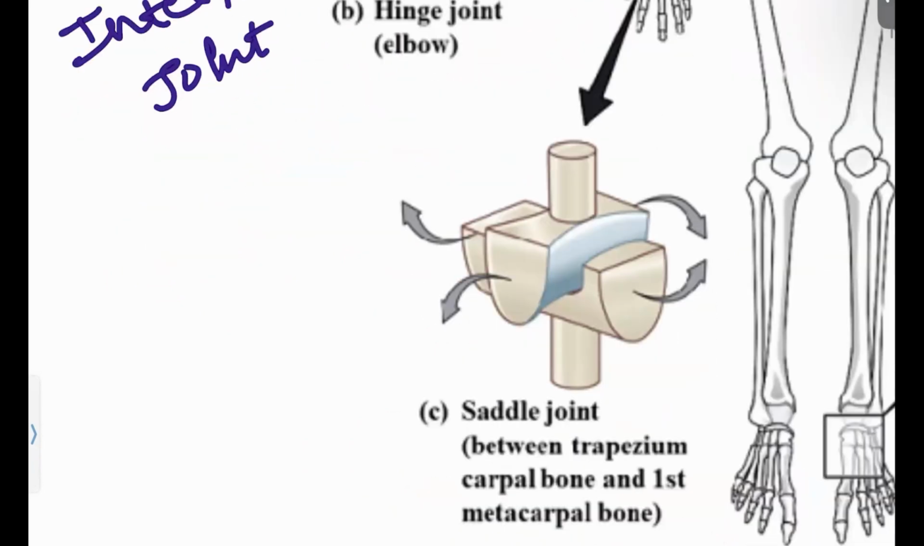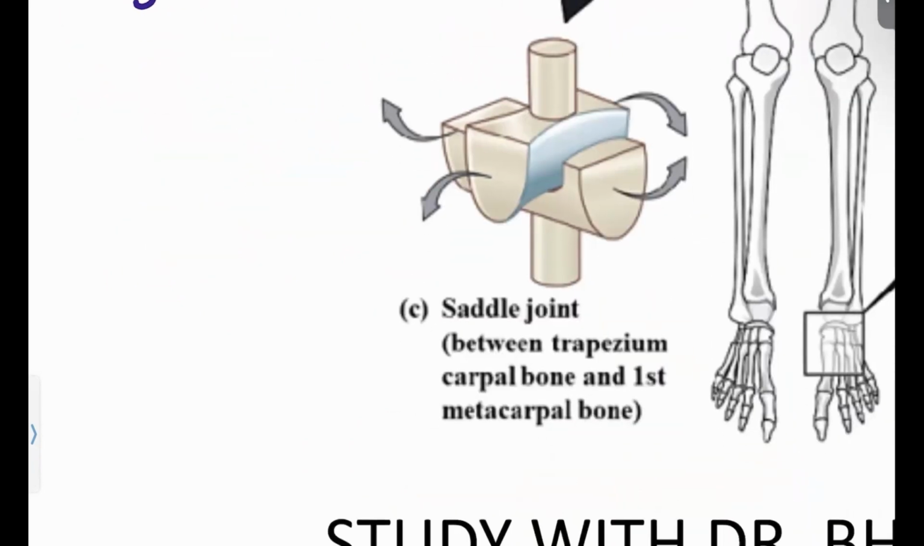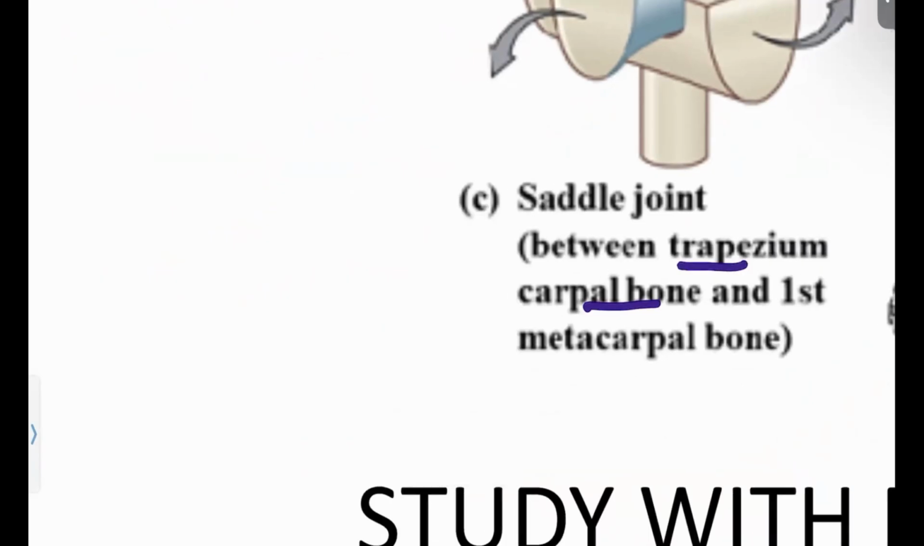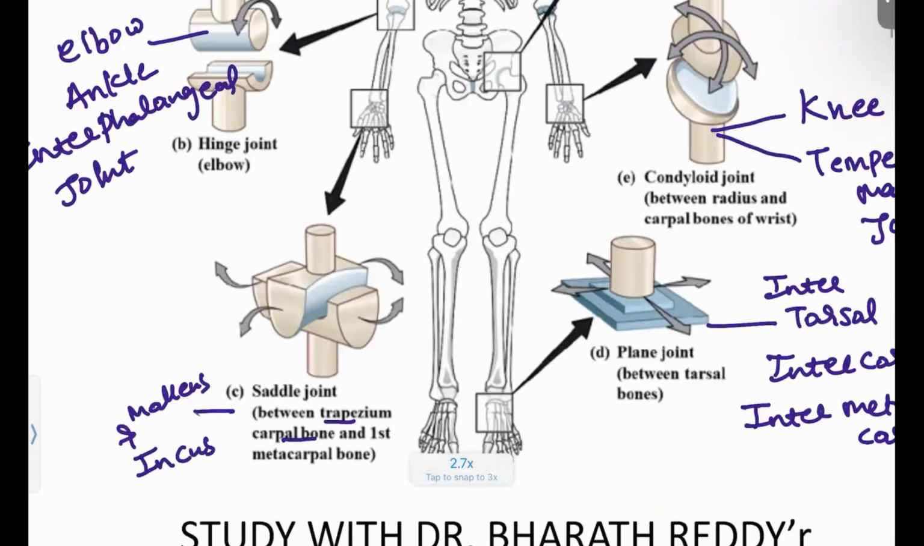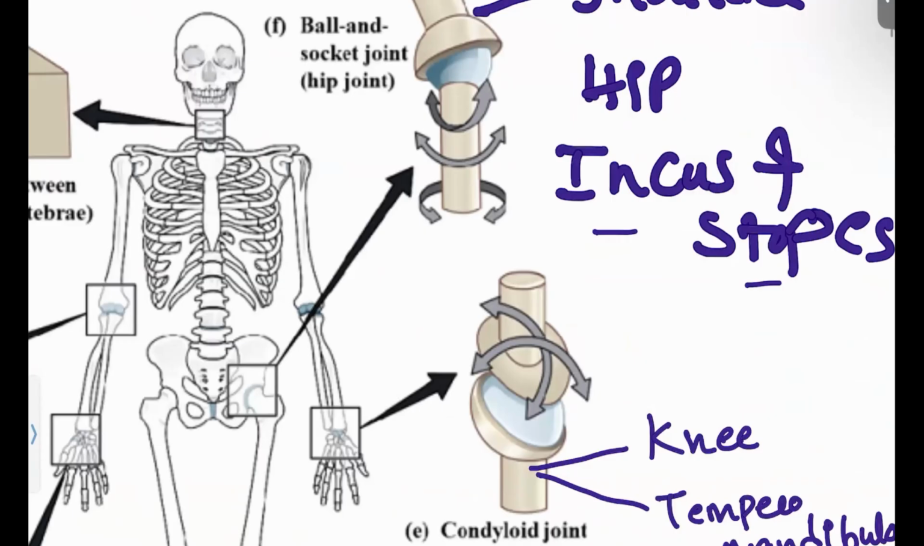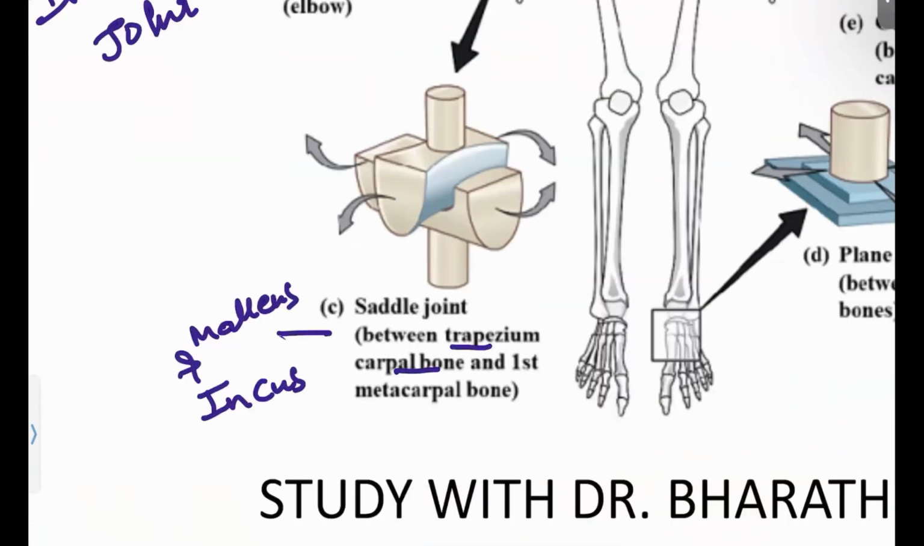Next, your saddle joint. The saddle joint is between the trapezium and the first metacarpal bone, which is a commonly asked question in previous year papers. And another one you have to remember, which we can expect, is the malleus and the incus. Don't confuse: ball and socket is between the incus and the stapes, and the saddle joint is between the malleus and the incus. So these are the types of joints and their examples.